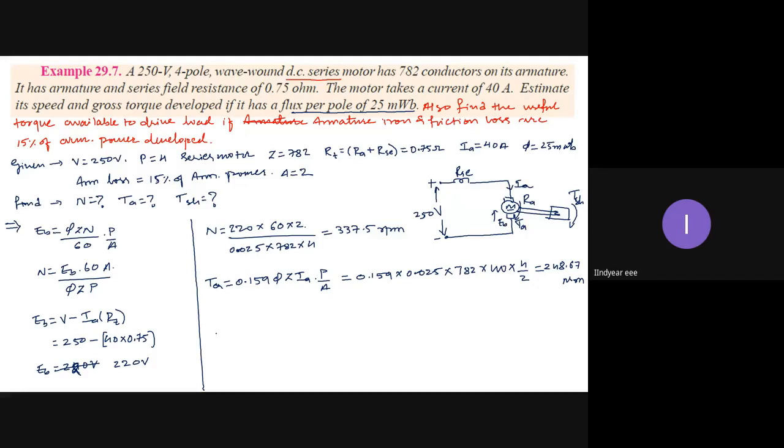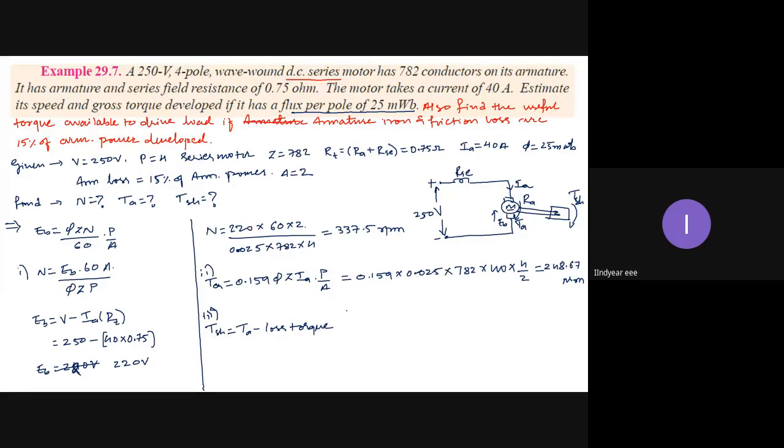So what is TSH? This is third point. This is second point. This is first point of the numerical. So TSH I can write as TA minus loss torque.